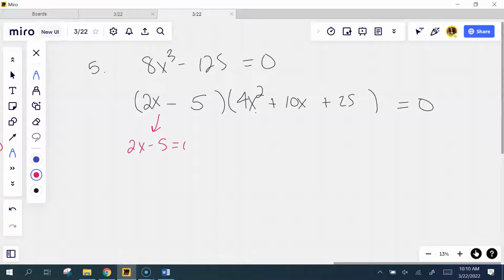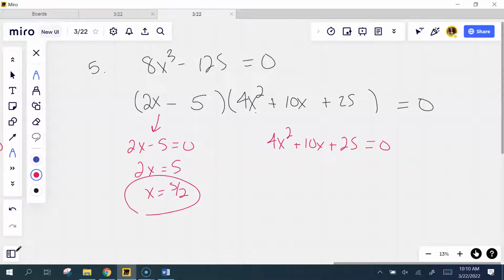Now I am ready to solve. 2x minus 5 equals 0, and 4x squared plus 25 equals 0. The linear one should be a quick one for you. Doesn't take a whole lot of thought there. The quadratic, however, again, this was a cubic, so I am going to have to go through that quadratic formula. Opposite b plus or minus the square root of b squared minus 4 times a times c.